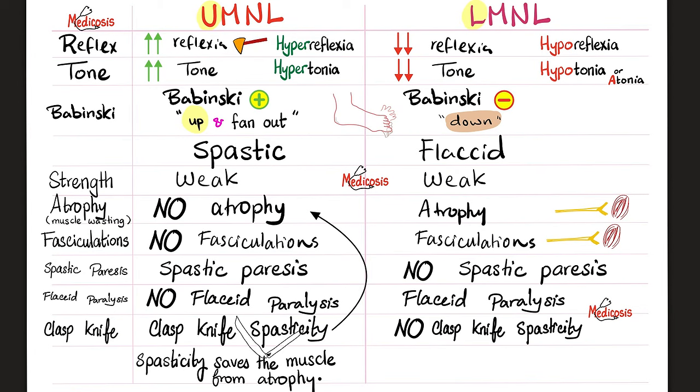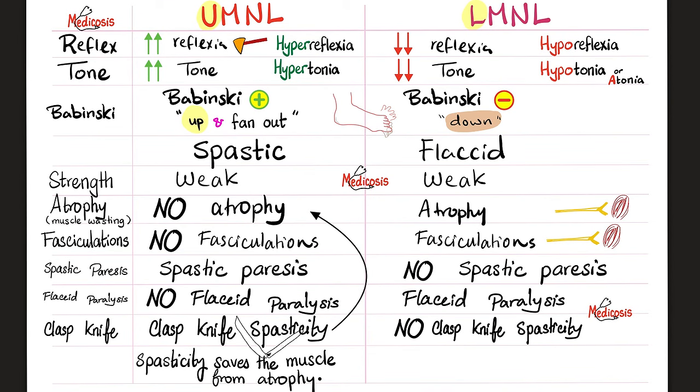What are the signs and symptoms of upper motor neuron lesion? And what are the signs and symptoms of lower motor neuron lesion? Upper motor neuron, it's hyper, positive, but lower motor neuron, it's hypo, negative. Upper motor neuron: hypertonia, hyperreflexia, positive Babinski. Everything is up. Reflexes, up. They are heightened. The tone, up. Even the toes are fanning up. But in lower motor neuron, it's hypo, negative. Everything is down. The reflexes, down. The tone, down. And even the toes are curling down.